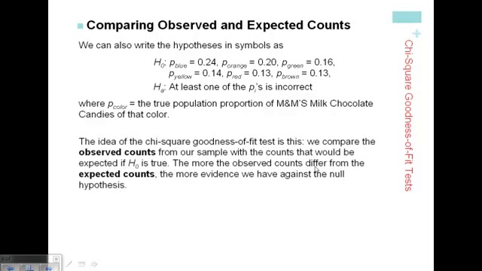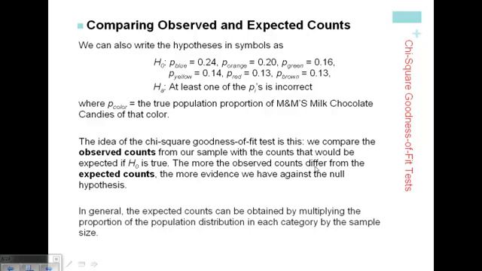So here's the idea of the goodness of fit test. We compare the observed counts to the expected counts. And from the difference between the observed and the expected, we're going to get a single number. That single number is going to be representative of the unusualness of the data set. How far off are we from the expected? We're going to find that by multiplying the proportion of the population distribution for each category by its sample size.